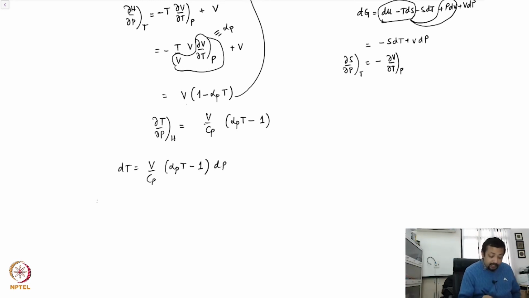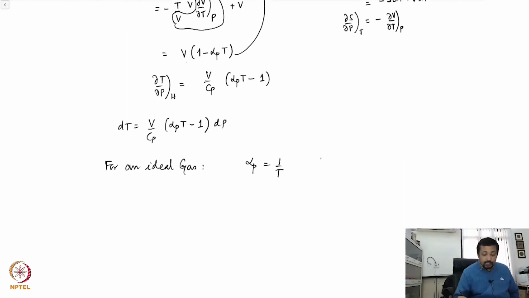For an ideal gas, alpha P goes as 1 over T. We have just seen in our earlier calculation, and therefore this implies that dT is equal to 0. So this means that for an ideal gas there is no cooling, no heating, no change in temperature as the gas goes from the left chamber to the right chamber in the throttle.